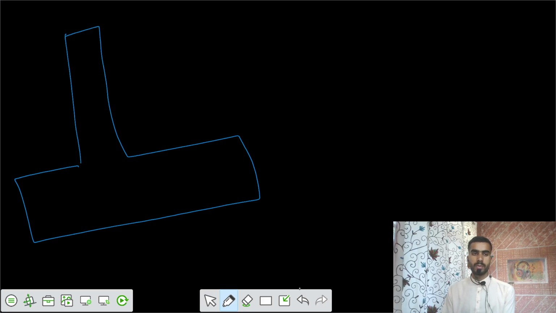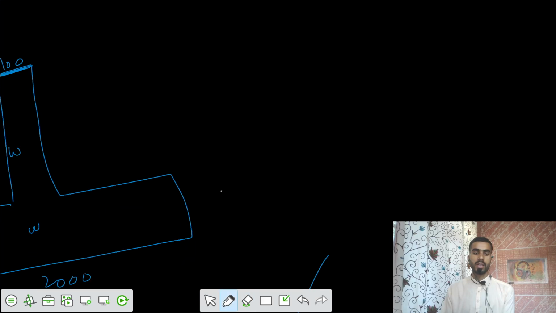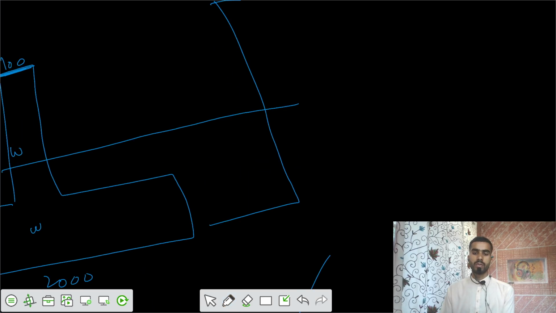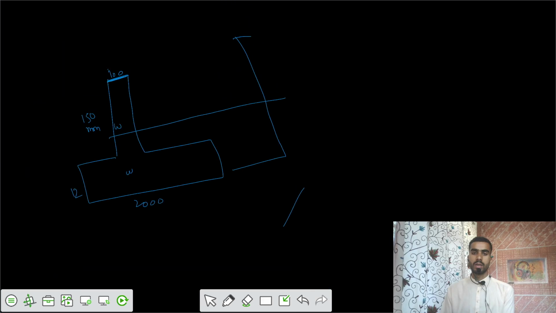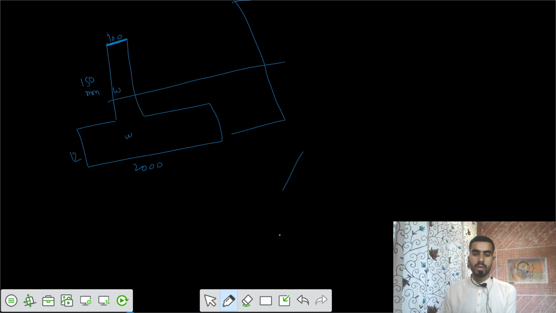So this was your transformed section, where the width here was equal to 100, this was 2000, and the strip was equal to 12 mm, and the depth for this wood was equal to 150. If I say the neutral axis was somewhere here, so I got the different stress values.